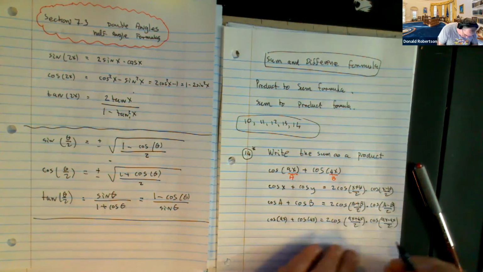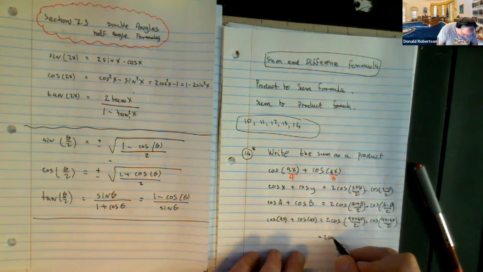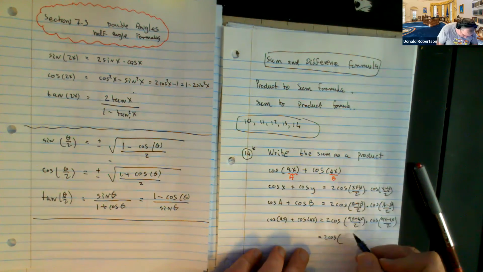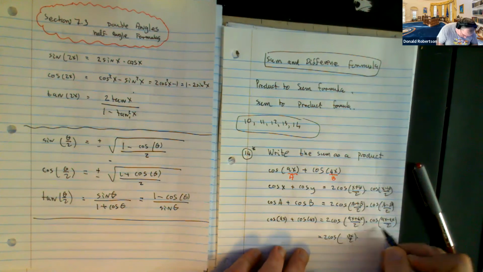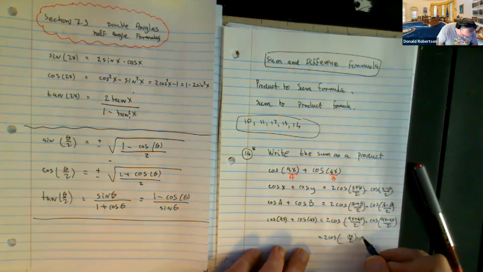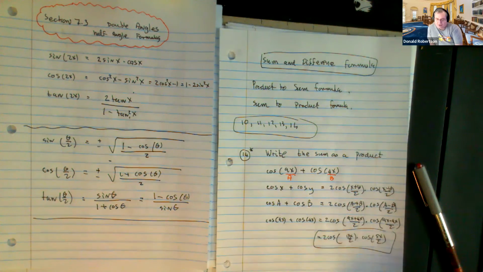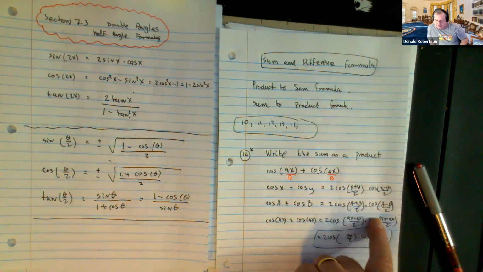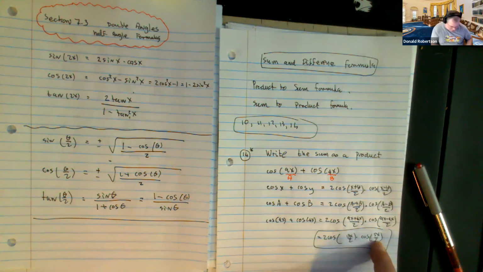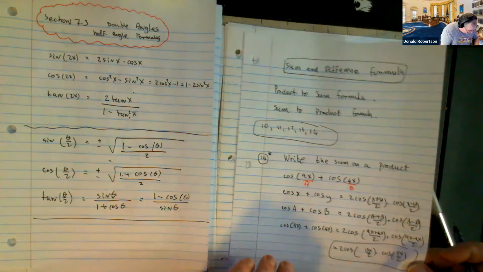And that becomes 13x over 2, and that becomes 5x over 2. And that's it. You're finished. So identify the correct formula, figure out who A and B are going to be, plug them in, tidy up. Okay, that was 14, randomly jumping around. Let's try 12.